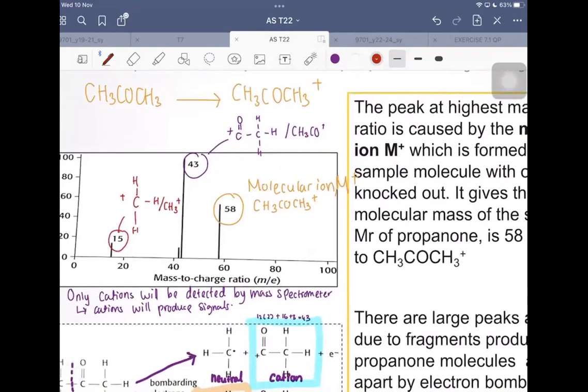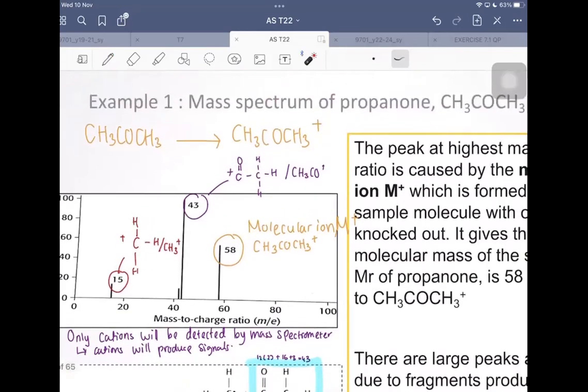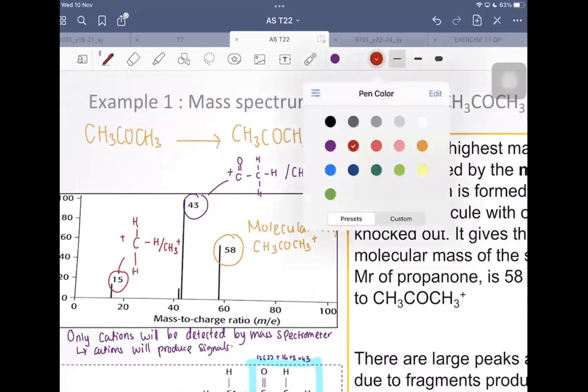So these are the two things that can happen in a mass spectrometer. First, you get the formation of the molecular ion. Maybe I should label this formation of molecular ion.